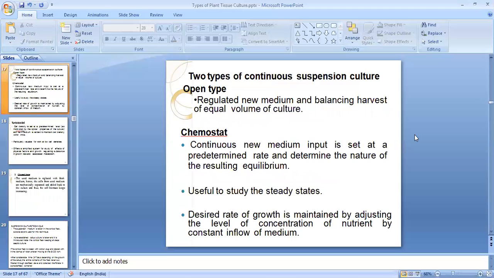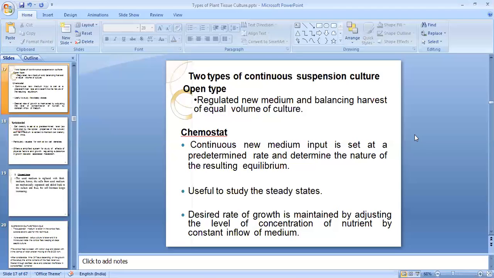And there are two types of suspension culture. One is the open type, which is called the chemostat, and the other one is the turbidostat. Chemostat means a continuous new medium input is set at a predetermined rate and determines the nature of the resulting equilibrium. That's what I told you already. The inflow of the culture medium or the nutrient medium is predetermined, and it is allowed to flow continuously into the bioreactor.